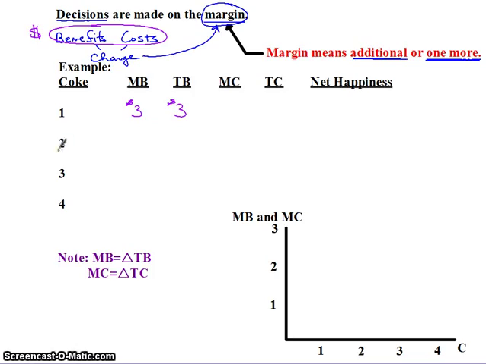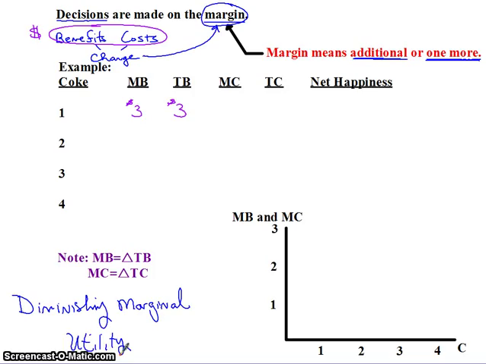Now he's thinking about buying Coke number 2. Before we think about that, we have another important idea in economics that we should mention, and that is the idea of what we call diminishing marginal utility. I'm going to add that down here. Diminishing marginal utility. Another way to think about that is decreasing additional happiness.